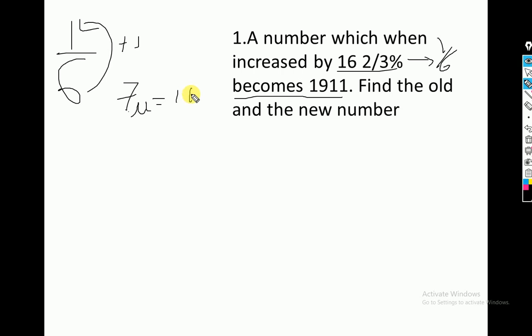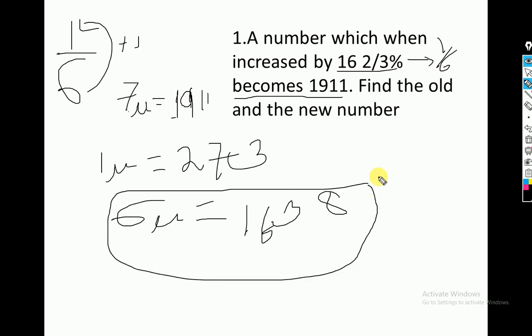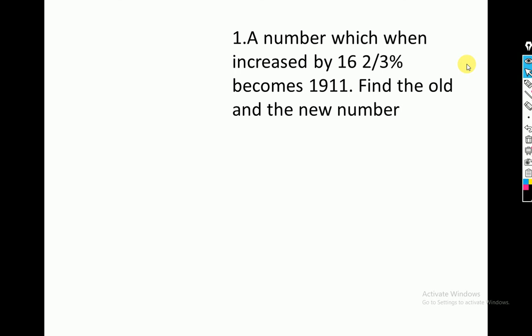So we equate it to 1911, then 1 unit comes as 273, and it asks the value of 6 units. 6 units will be 1638, right? And the new number is already given, so the new number is 1911. Okay, so let's move on to the next problem sum.